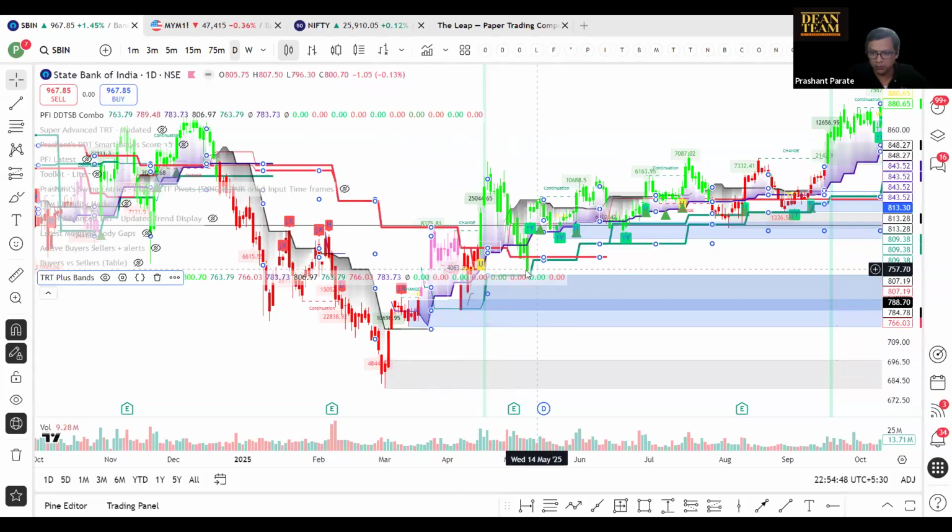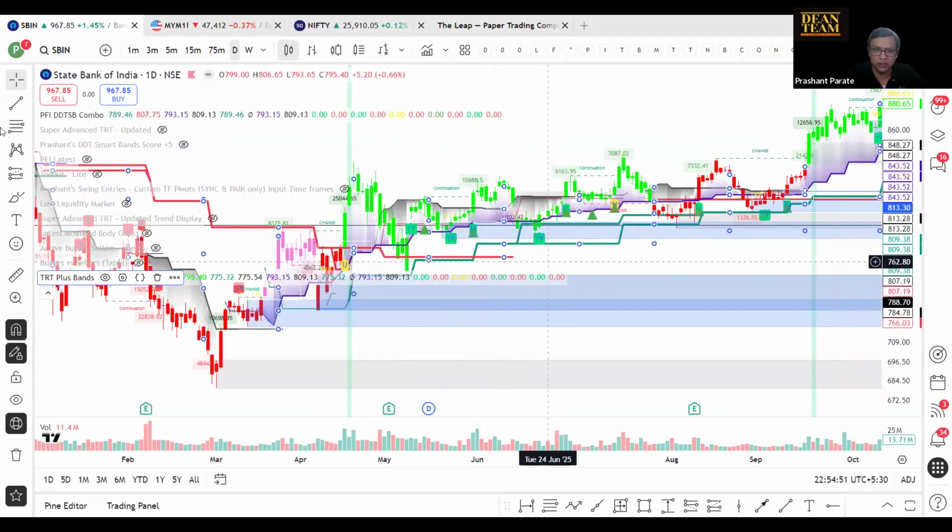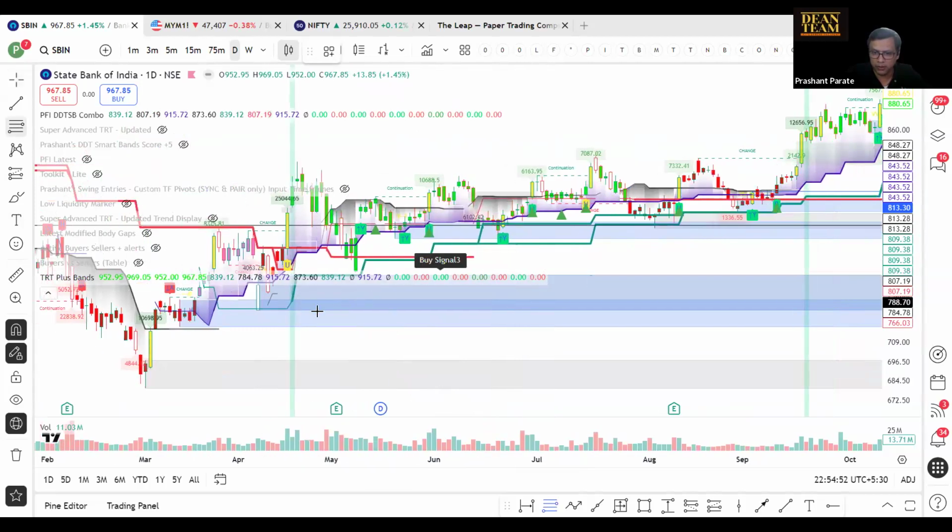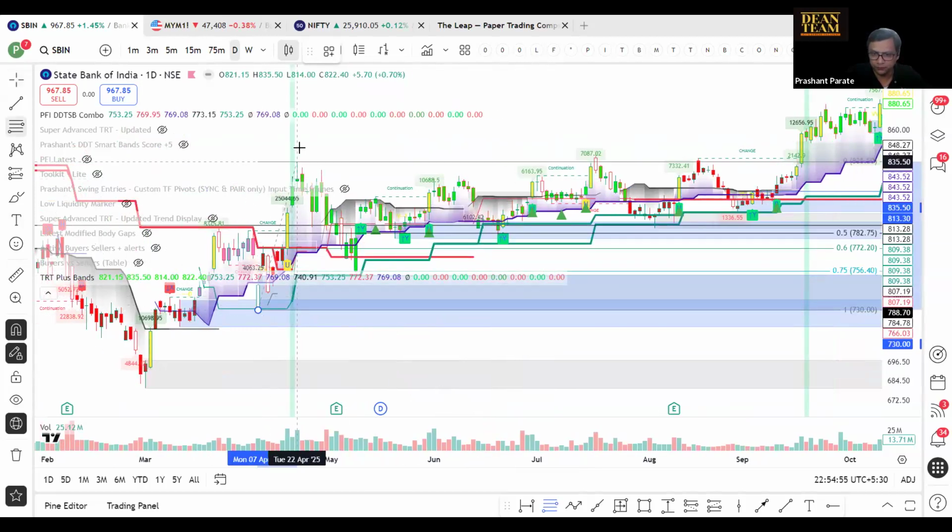What happened? Price went up, came down, gave retracement. How much is the retracement? Approximately 70%, I guess. See, exactly 75%, it touched 75% and completed the target.